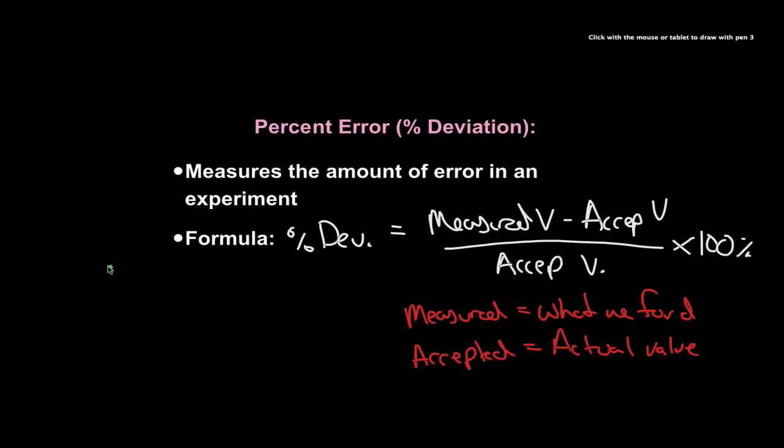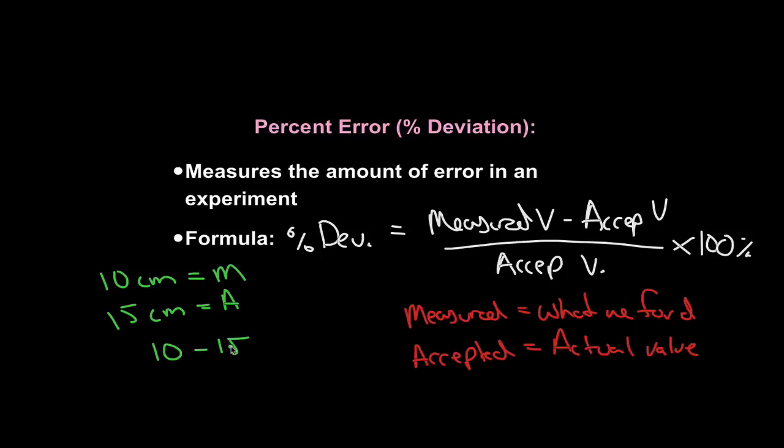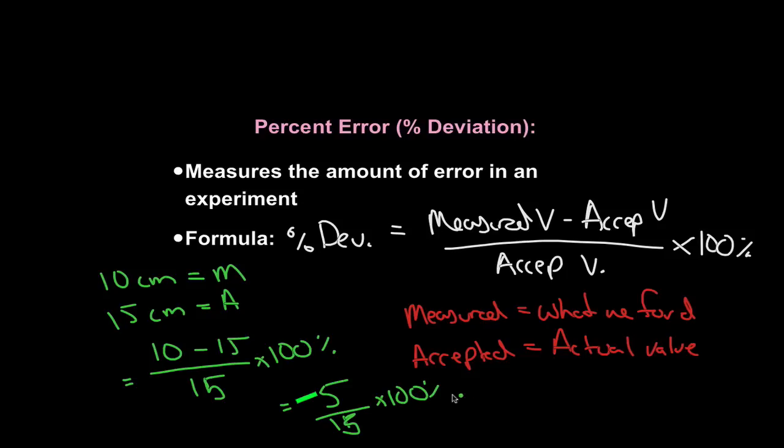Well, let's see. Say we measured something in an experiment, plant height, to be 10 centimeters. That's our measured. And the actual plant height is 15 centimeters. So we were off quite a bit, actual. But we want to know how much. We set this up into our formula. So it would be 10 minus 15 over our 15, which is our actual, times 100%. So we'd end up with 5 over 15, times 100%. And then that would be your answer, however you figure it out. And that's it. Basically how wrong you are from your actual.